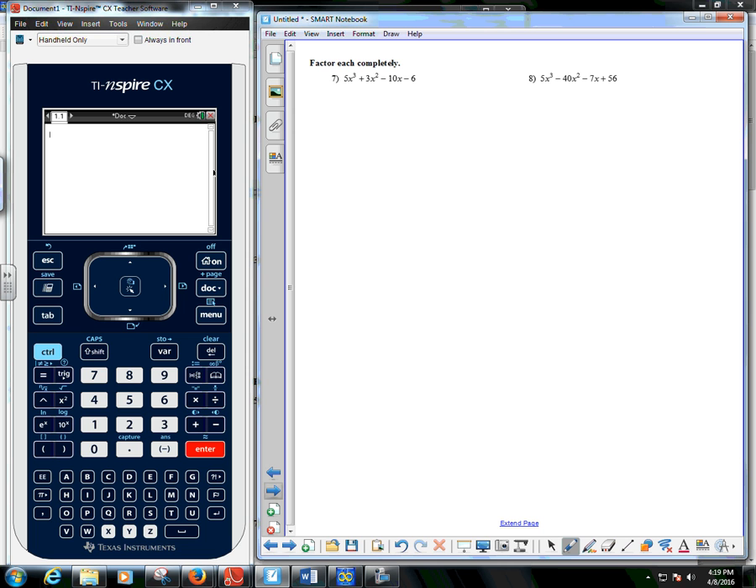For number 8, I put it in standard form. Check, it's already in standard form. Can I take out a GCF? Well, 5 and 40 have a GCF, but not 7. So I don't have a GCF for all 4 terms. So now I'm going to group things together. So I'm going to put parentheses there and there, and I'm going to look at the first set of parentheses, and I'm going to think about the greatest common factor for 5x cubed and negative 40x squared.